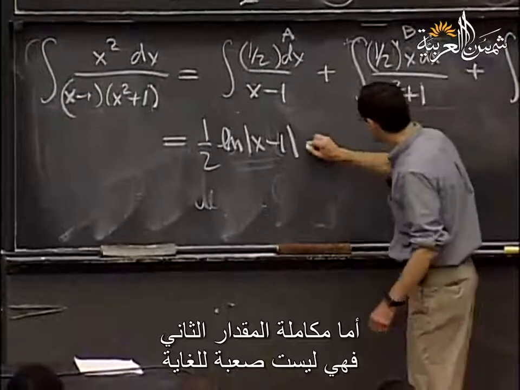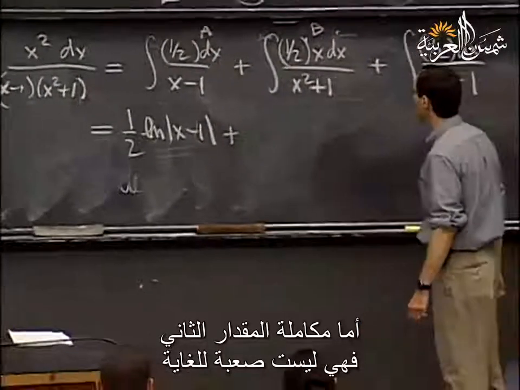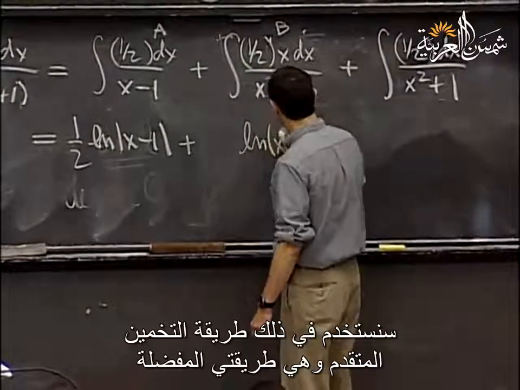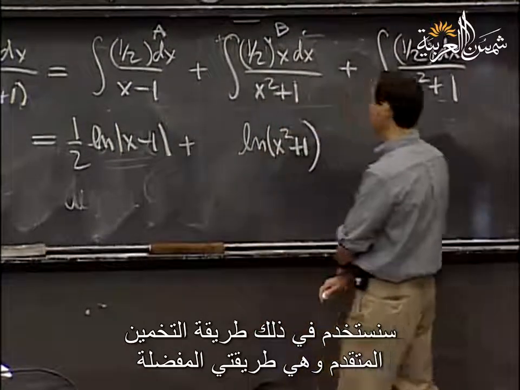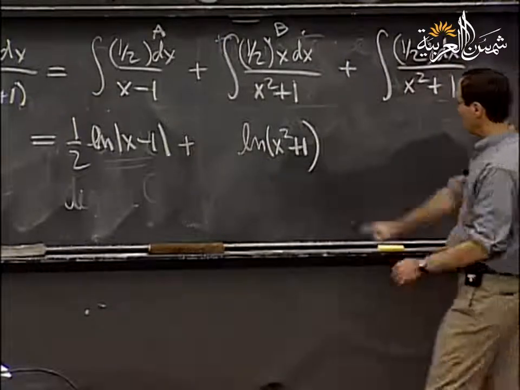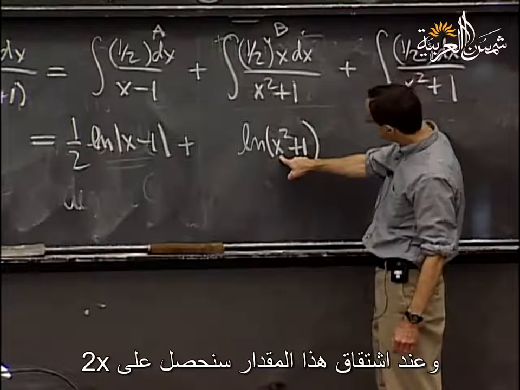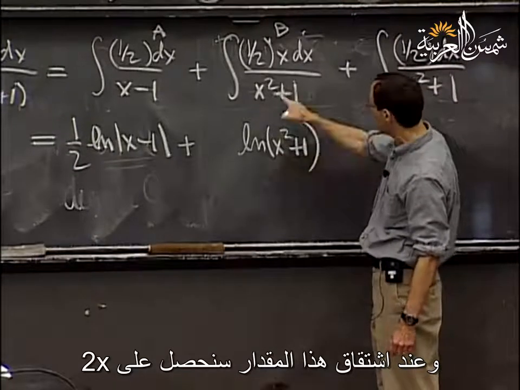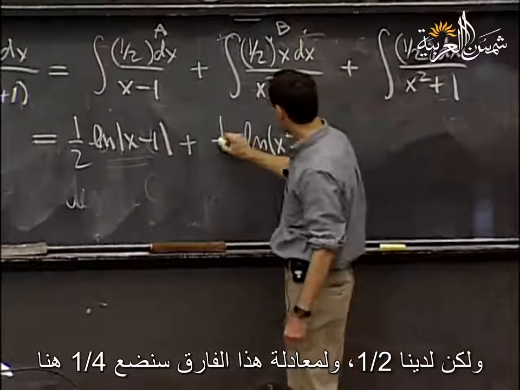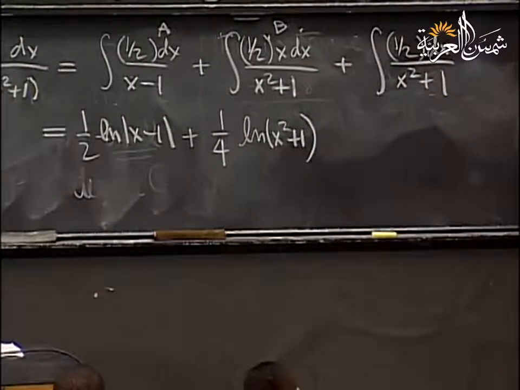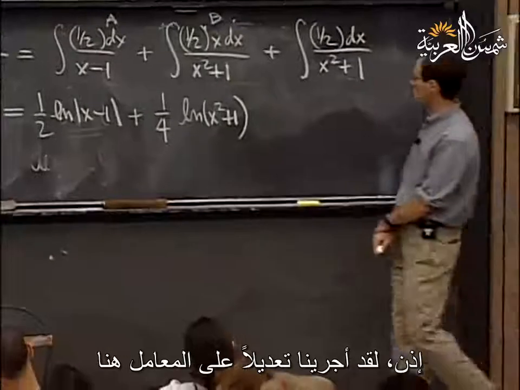The second one actually is not too bad either. This is by the advanced guessing method, my favorite method, something like the logarithm, because that's what's going to appear in the denominator. And then if you differentiate this, you're going to get 2x over this. But here we have a half. So altogether, it's a quarter of this. All right? So I fixed the coefficient here.